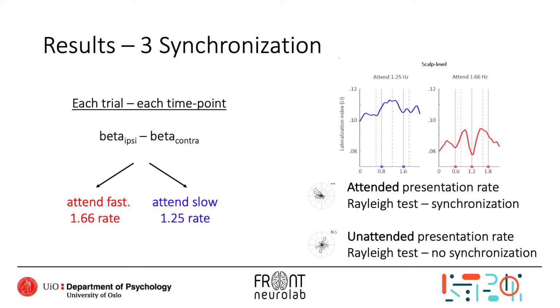A circular Rayleigh test revealed significant phase concentration at the attended presentation rates, that being the faster or the slower tempo. On the contrary, results revealed no significant phase concentration at the unattended presentation rates. Put simply, the results suggest that fluctuations in beta-lateralization synchronize more strongly with the attended than the unattended presentation rates.